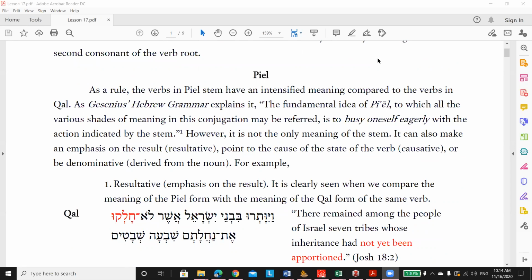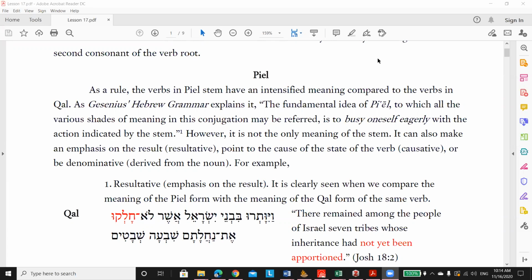The best example that you can find in many grammars is the verb shabar or shavar. When we use it in the Kal stem, shavar means to break down something. But in Piel stem, shiber would mean to break into pieces, into small pieces, to smash. So do you see the meaning is intensified? If in Kal it just means to break, in Piel it means to break into pieces.